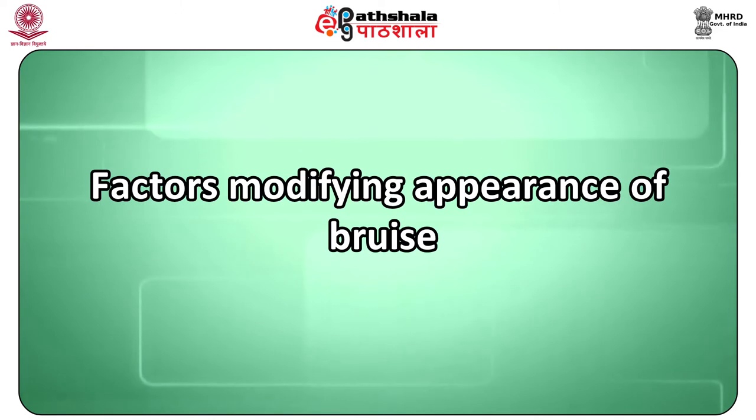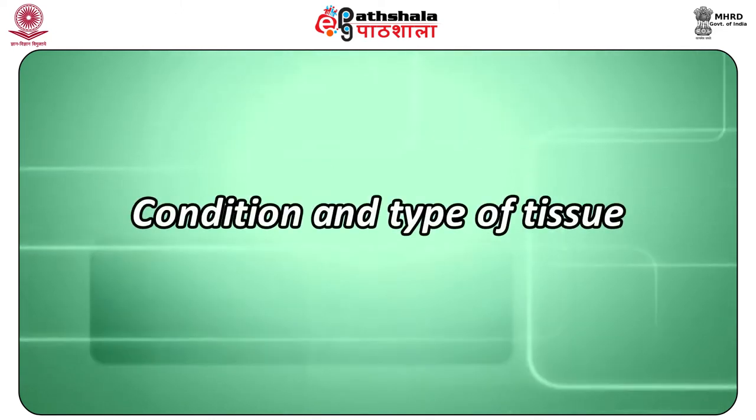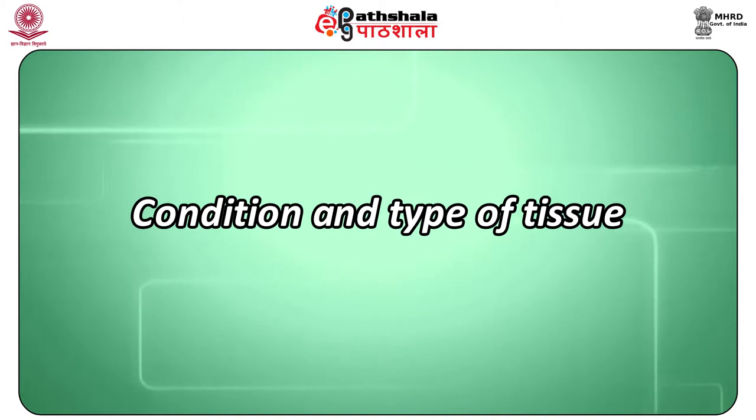Factors modifying appearance of bruise. Condition and type of the tissue. That is one of the most important factors. Bruise appears fast if the tissue is vascular and loose, such as face, vulva, scrotum, as a slight degree of violence may cause a large bruise as there is sufficient space for the blood to accumulate. If the tissues are firmly supported, containing thick fibrous tissue and thick dermis such as abdomen, back, palms, soles and scalp, a moderate blow will produce relatively small bruise.